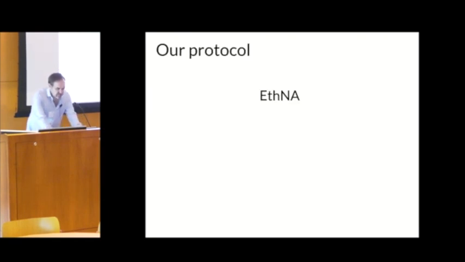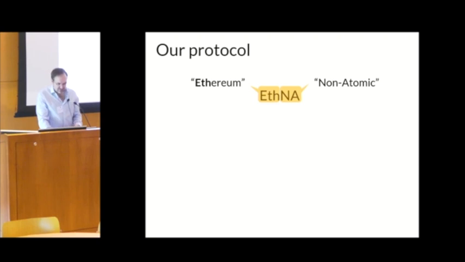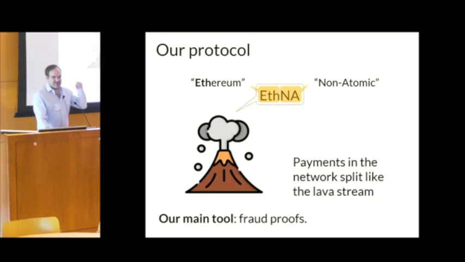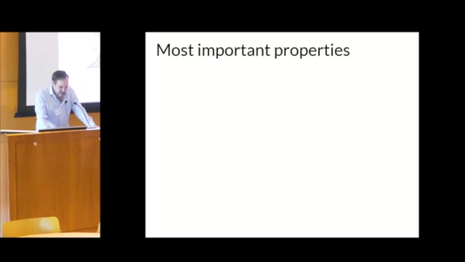We present a protocol for this that we call Etna. This is the name that came to my mind because it combines Ethereum and non-atomic, and also it's a volcano, so the payments resemble lava streams splitting as they go down from the volcano. Our main tool are fraud proofs, a technique similar to what is used in Arbitrum or Truebit.